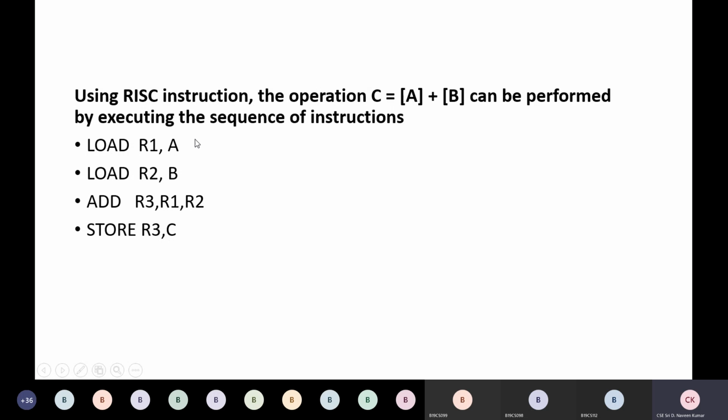First A is loaded into R1, B is loaded into R2, and next these two need to be added, A plus B. A is in R1, B is in R2. We add these two and store the result in R3, and from R3 we copy it into C. So at the end the result will be in C.